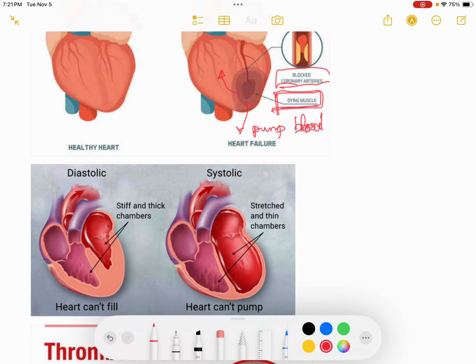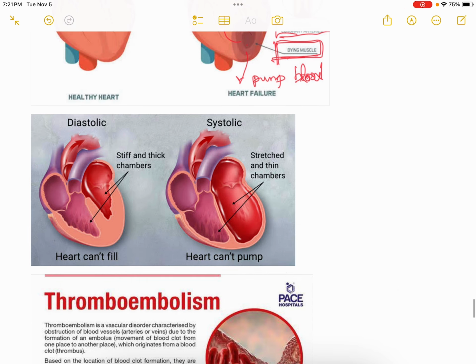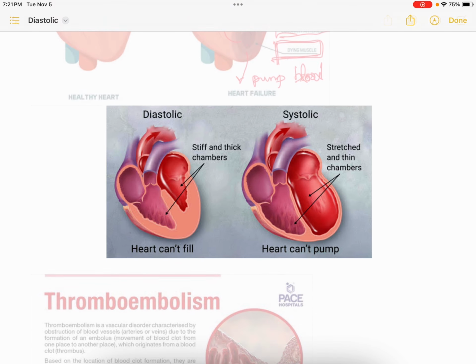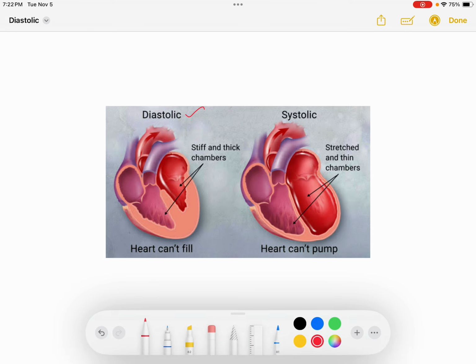These figures describe clearly the diastolic and systolic heart failure. In diastolic heart failure, the heart cannot fill completely due to stiff and thick chambers. And in systolic heart failure, the heart cannot pump out blood strongly, and it occurs due to stressed and thin chambers.